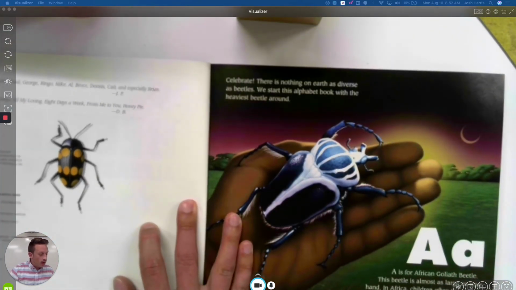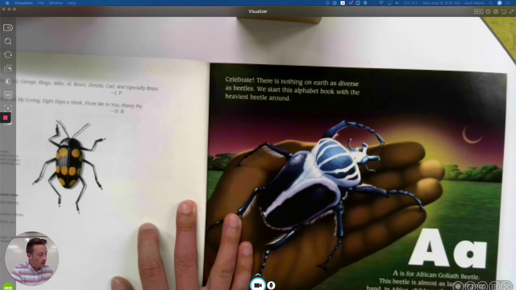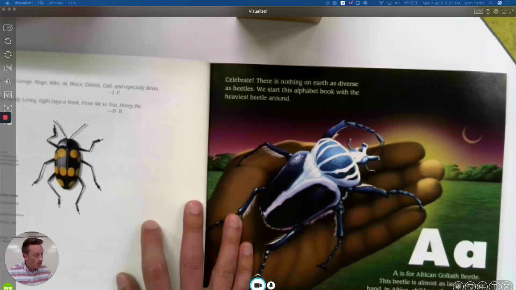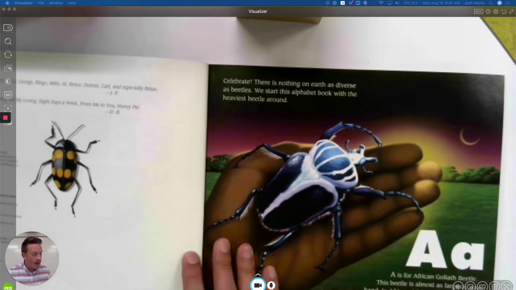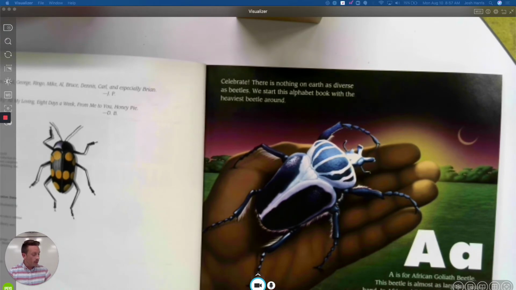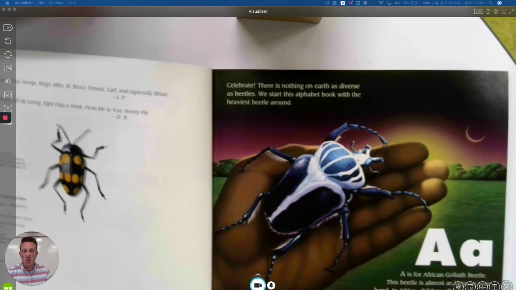So celebrate. There's nothing on earth as diverse as beetles. We start this alphabet book with the heaviest beetle around. So A is for African Goliath beetle. This beetle is almost as large as your hand. In Africa, children often tie strings to these beetles to play with them as pets. Ew.